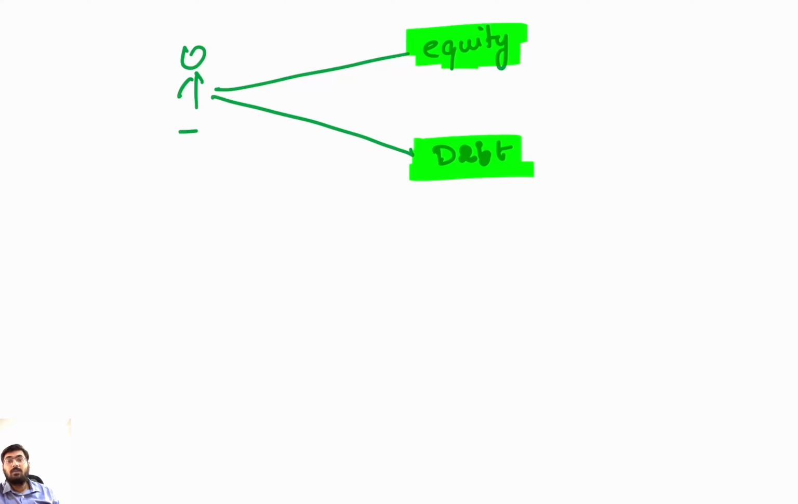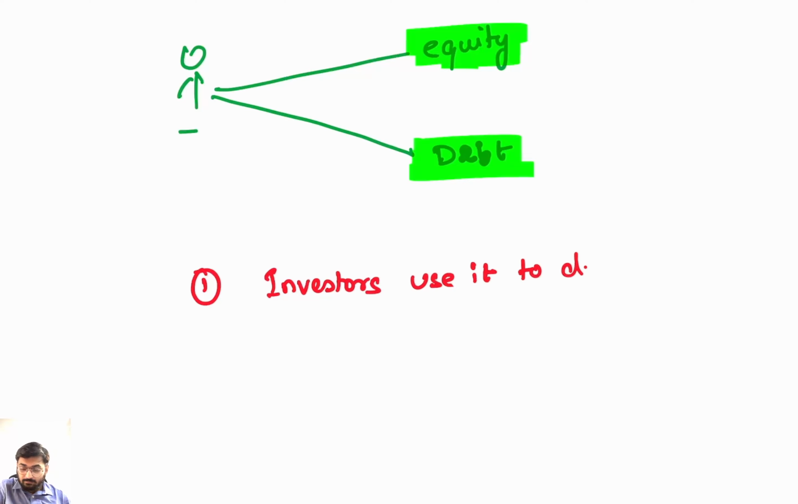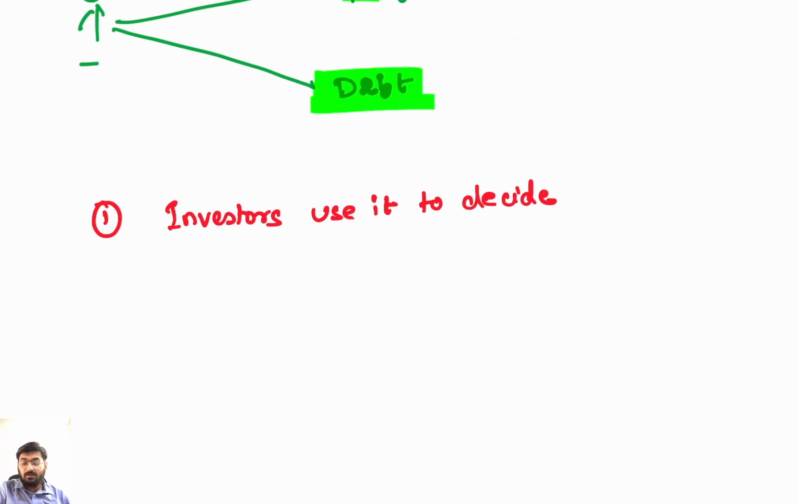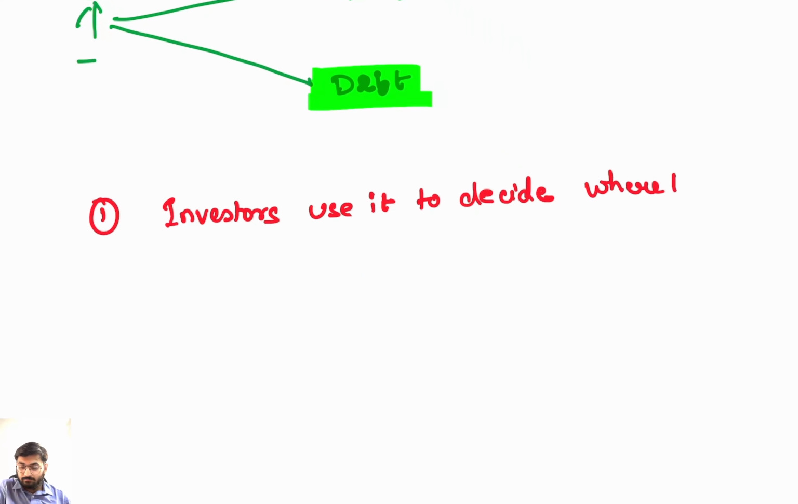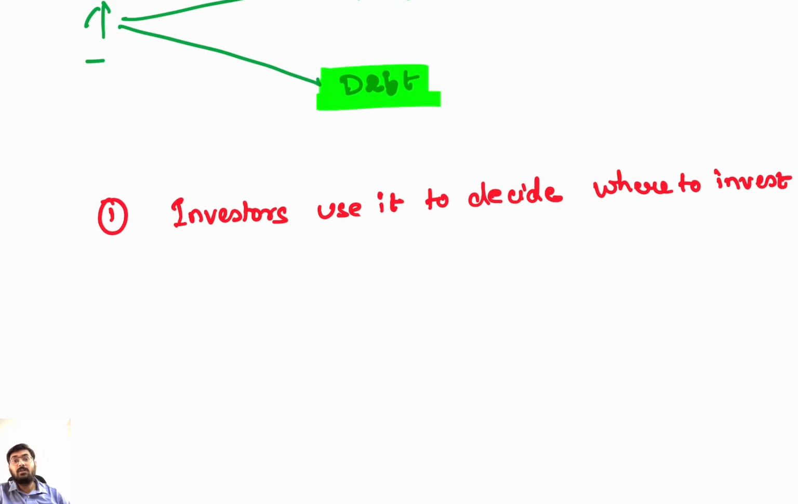Clear? Now why do we analyze this financial statement? Point is clear. You have to give your money to the company and you want to check whether the company can repay the money back or not. Clear? Now write down point number 1. Investors use it to decide where to invest.